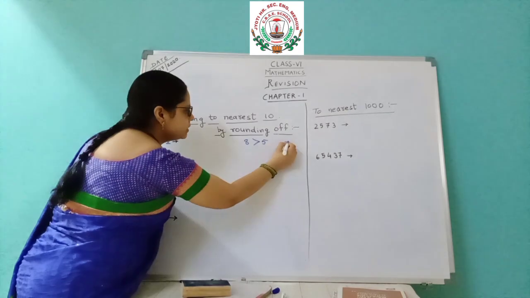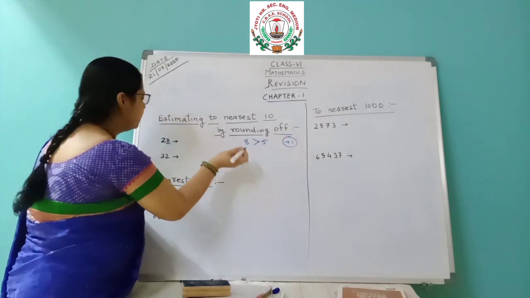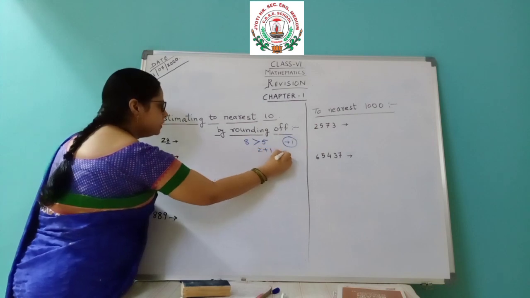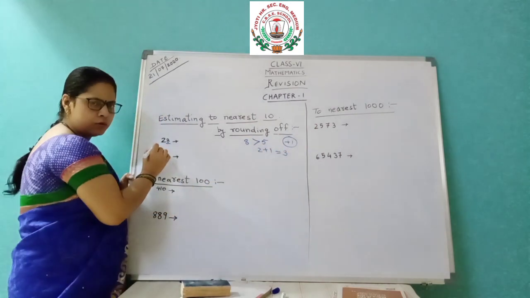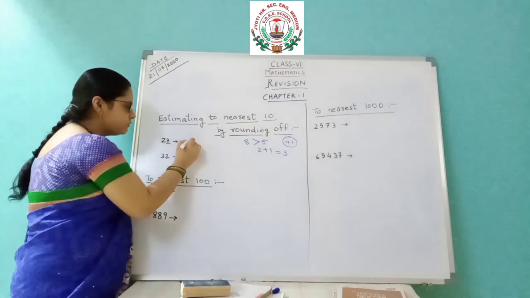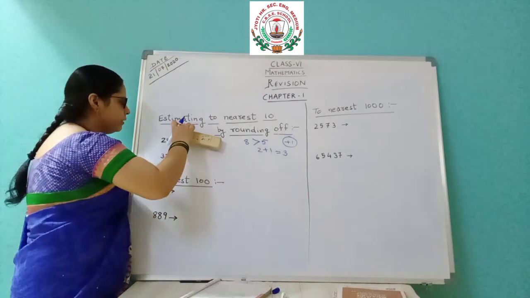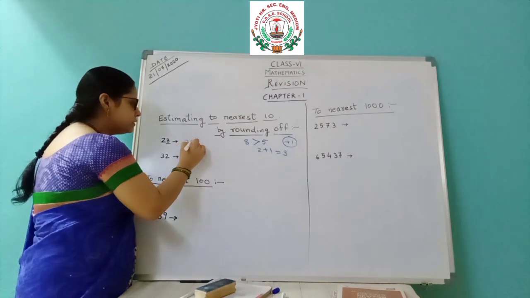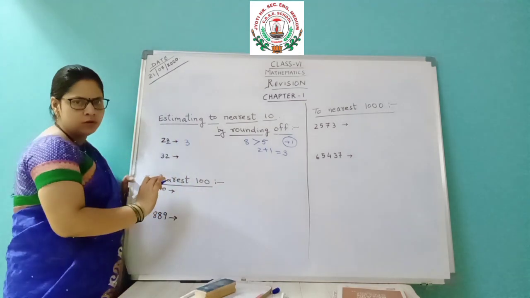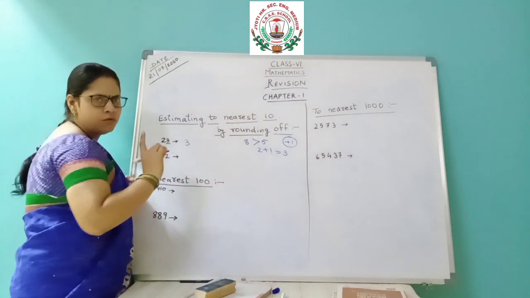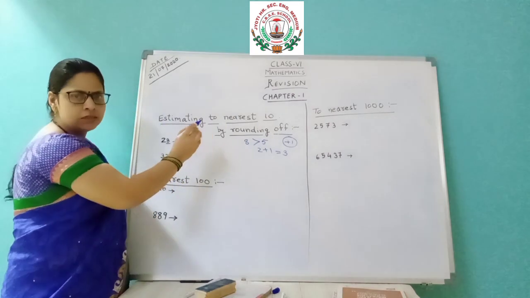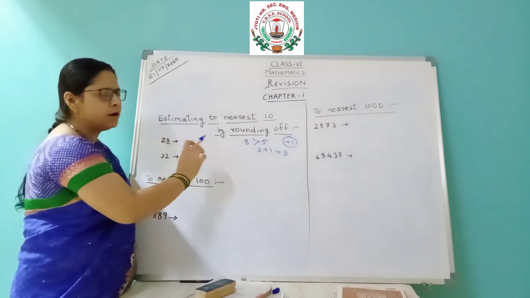It means you have to add 1 to the previous digit. So that is 2 plus 1, 3. In the previous digit you are going to do 2 plus 1, 3. That is only 3 you are going to write. That addition you are not going to show here. That is 3, and in the last digit only 0 you have to write. 10 means only one 0 will come. So it is 30. That is estimating to the nearest 10 by rounding off.